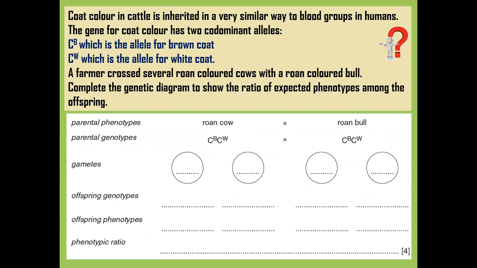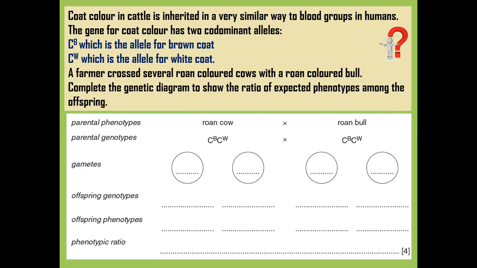We're going to see a relevant example: the coat color in cattle is inherited in a very similar way to the blood group in humans. For example, the allele CB will express brown coat color, while the allele CW will express white coat color, while the heterozygous variety is roan color. Now we are going to interbreed one roan color with another roan color: a roan cow is crossed with a roan bull. These parents are of the heterozygous variety, CB CW is the roan cow, while CB CW is the roan bull.